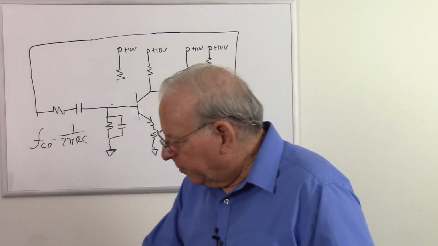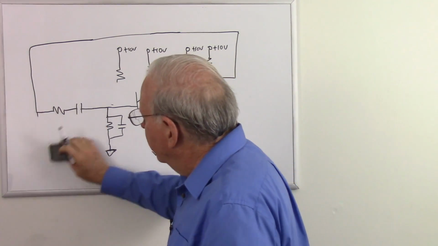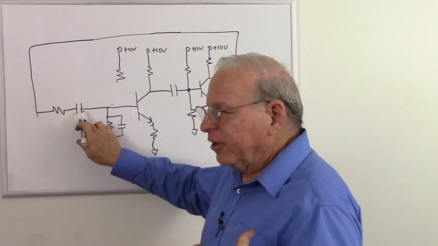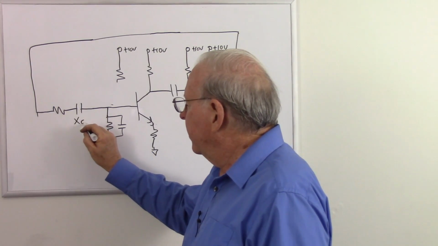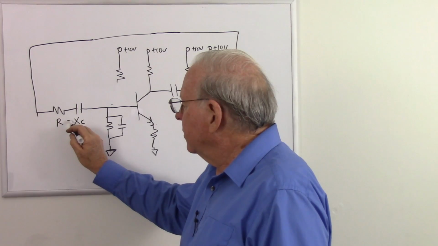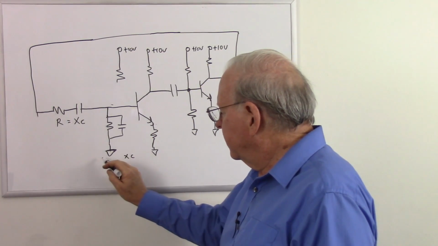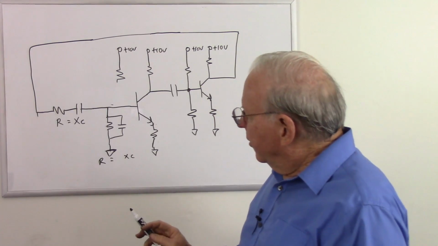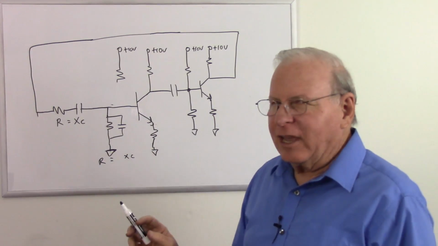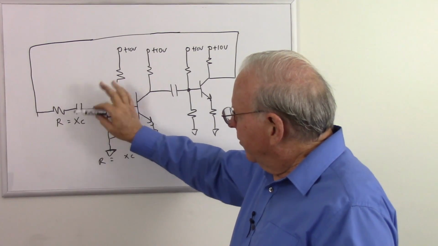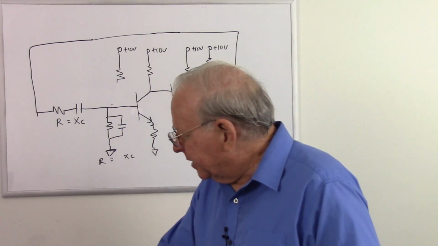So at the cutoff frequency, we have a situation where our capacitive reactance, the number of ohms presented by the capacitor, is equal to R. And we have the same thing over here. So basically everything's equal. Well, not really, because we're talking about parallel circuit, series circuit. Let's see what happens in the end.